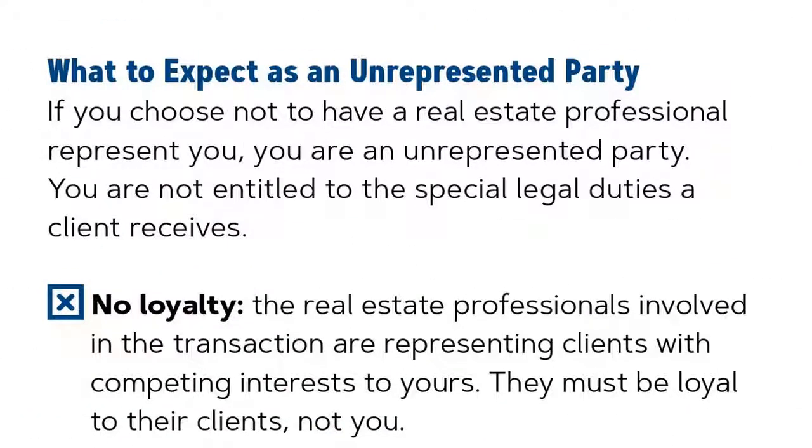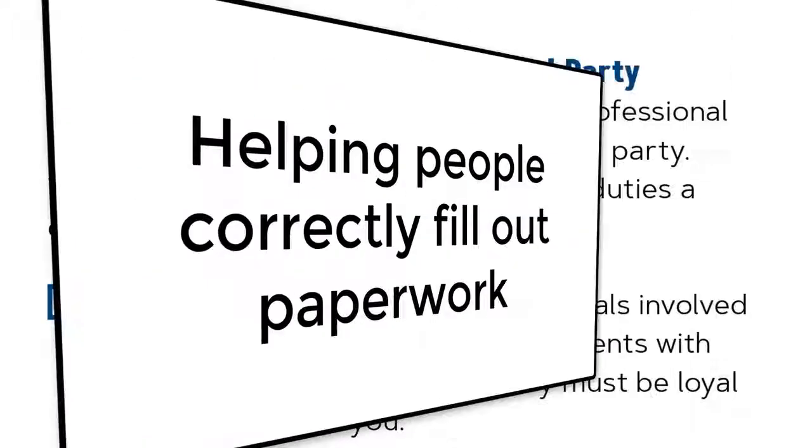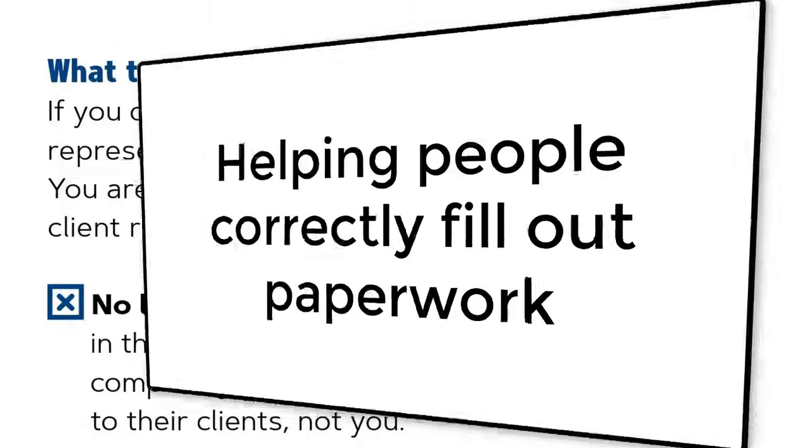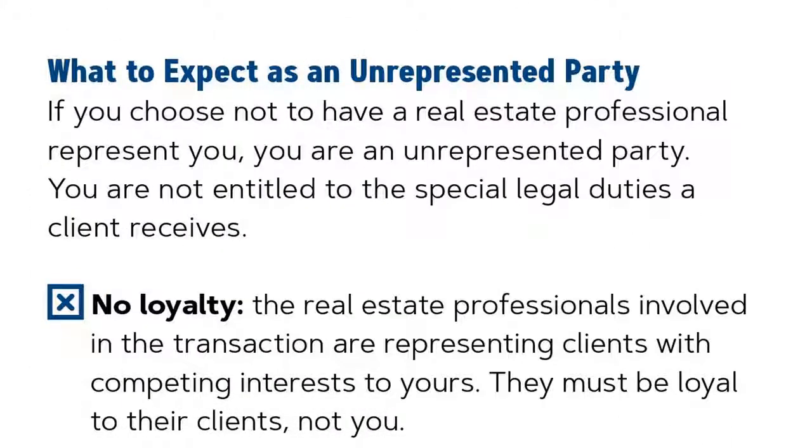An unrepresented consumer will have no agency relationship with the licensee, which means your realtor is not working on your behalf in the transaction. Your realtor may still provide some limited trading services, which include providing general market information and standard forms, helping people to correctly fill out paperwork, and presenting offers and counteroffers. But they cannot provide unrepresented parties with any advice. If you choose not to have a real estate professional represent you, you are considered to be an unrepresented party.